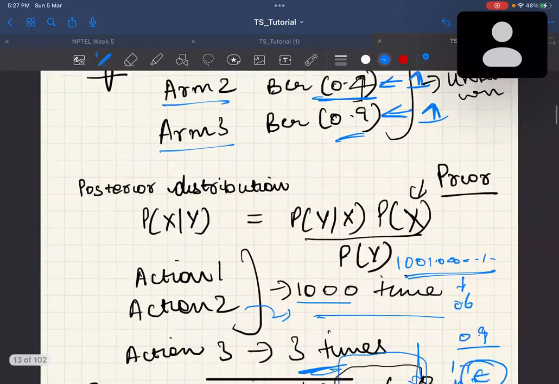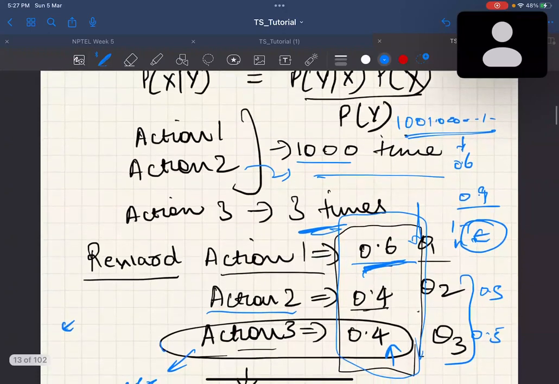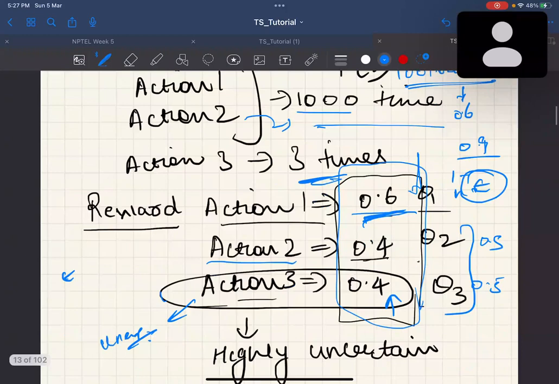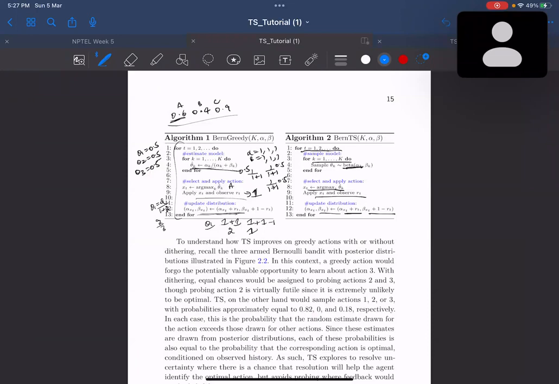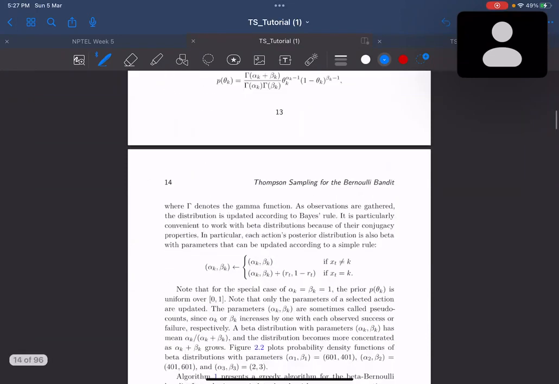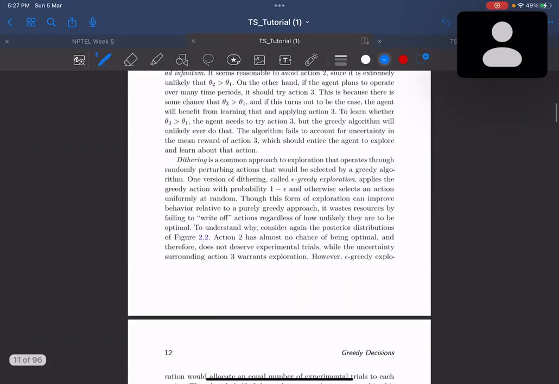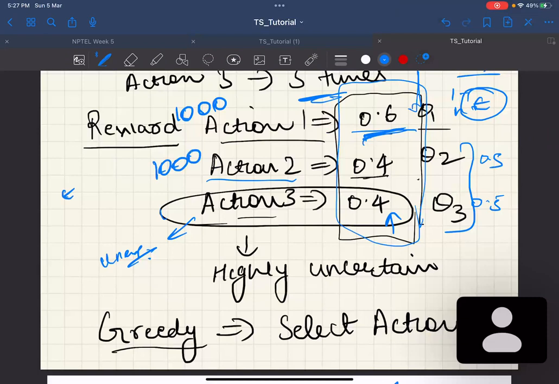This is the mapping. Now, suppose you get 0.6, 0.4, 0.4, and you explore the first 1,000 times, and you explore the second 1,000 times, and you explore the third only 3 times. Now, which is the best one? Action 1, 2, or 3?